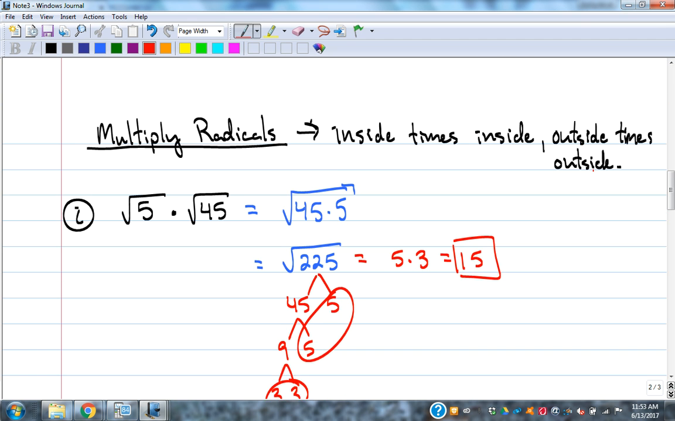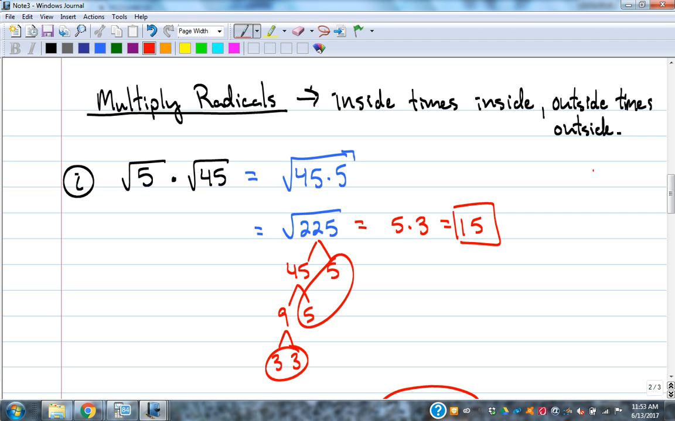Next skill we want to talk about is multiplying radicals. The rule for multiplying radicals is you're going to say inside times inside, outside times outside. That's the rule. You also want to simplify last. Don't simplify first when you're multiplying radicals unless there are negatives inside. We'll talk about that in the complex number section.